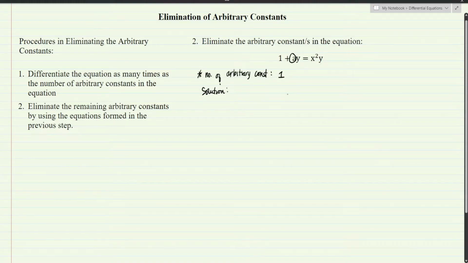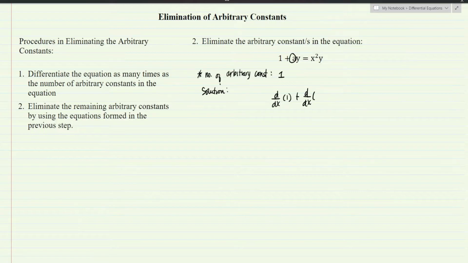So I will start with the left side of the equation. I will have here the derivative of 1 with respect to x plus the derivative of ay with respect to x. Then on the right side, that will be the derivative of x squared y with respect to x. For the first term, the derivative of 1, or the derivative of a constant, is just equal to 0. As for the second term, we know that the derivative of y with respect to x is just equal to y prime. So it means the derivative of ay is equal to a y prime.